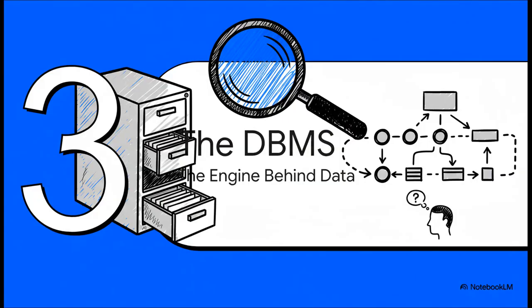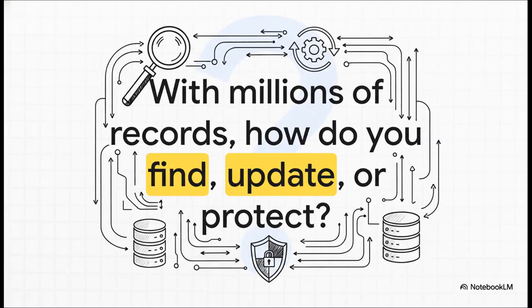Okay, so we've got our perfectly organized filing cabinet, our database. That's great, but how do we actually use it? I mean, how do you find anything without digging through the whole thing by hand? And that's where this really powerful piece of software comes in. It's called a Database Management System, or DBMS for short. This is the magic tool that lets us talk to the database and actually find, change, or even protect our data among millions of other records.